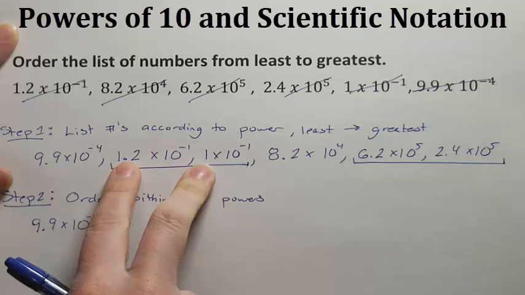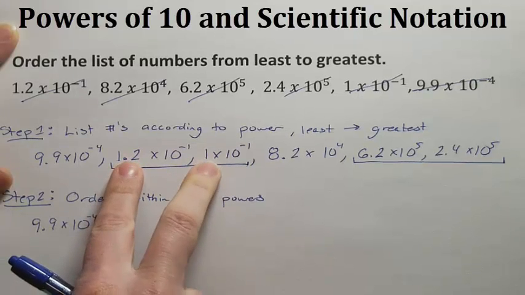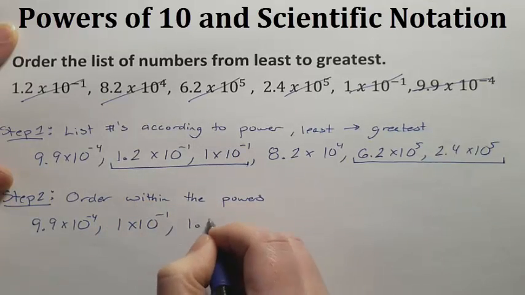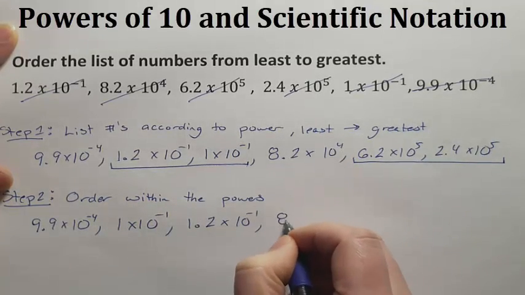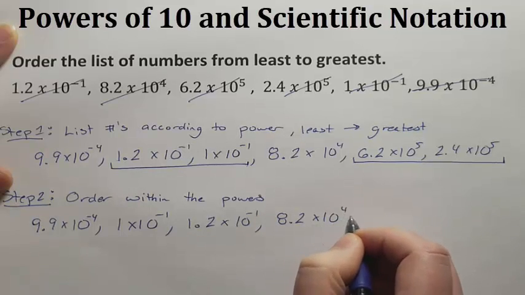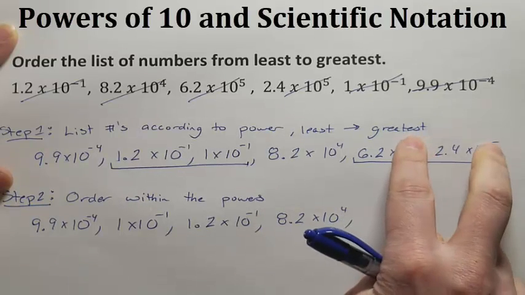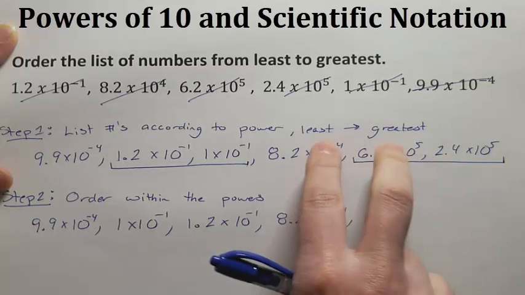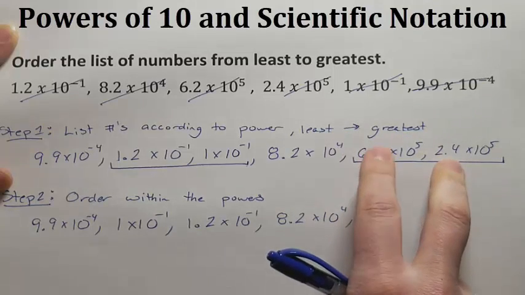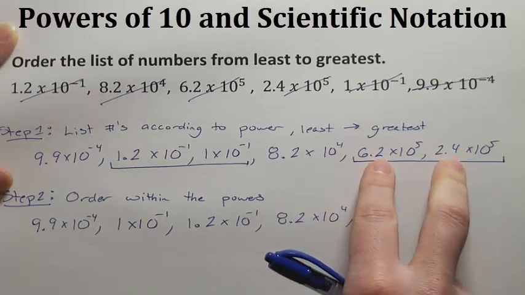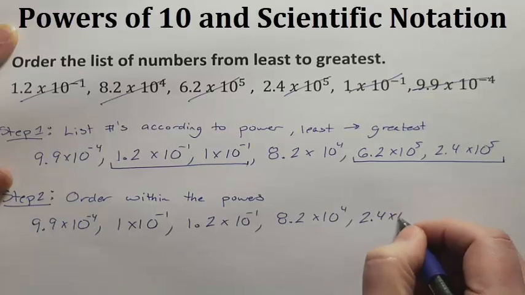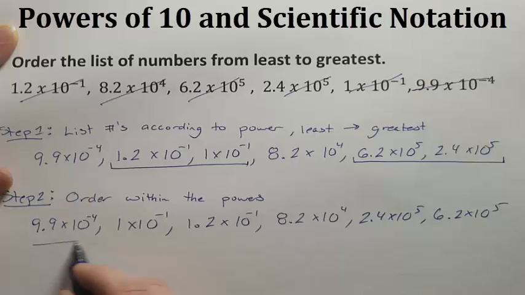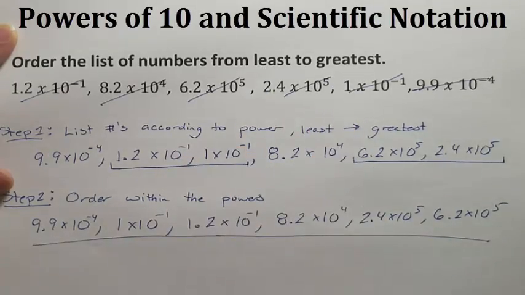We need to compare their numbers. Who's smaller, 1.2 or 1? 1 is smaller, so he needs to be written first, and then he can go second. The power of 4 did not have anybody competing, so he is still in his spot. Powers of 5, we already compared by their exponents. You now need to compare by their number. Who is smaller? Because we're going from smallest to biggest. Is 6.2 or 2.4 smaller? 2.4 is smaller, so he needs to be written first, and then the 6.2 can be written. And you have just ordered those from smallest to biggest, and you're done.